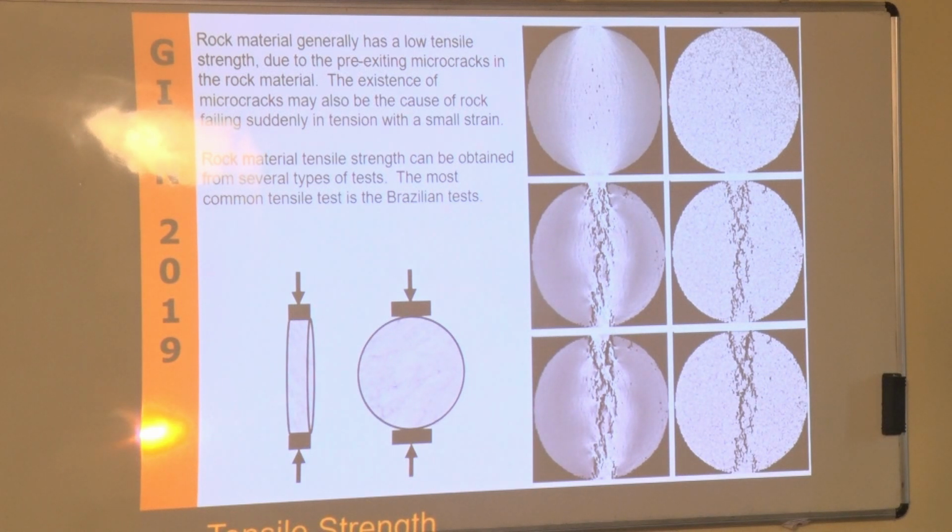And there are assumptions. The fracture must start from the center of the disc and propagate towards the platens. It's so fast you cannot see it, so you need to look at the surface afterwards and make sure that surface very likely meets the expectation. If it doesn't, you discard that test.